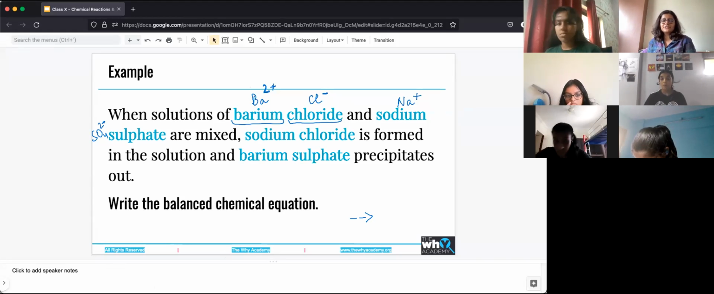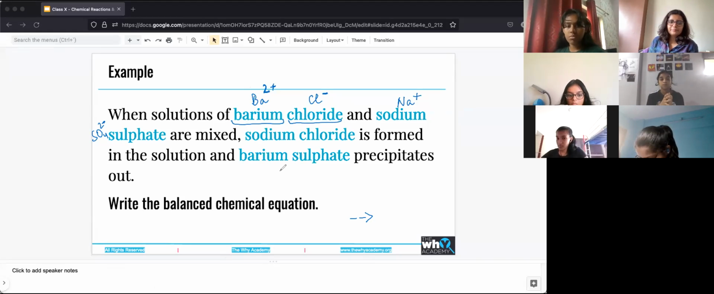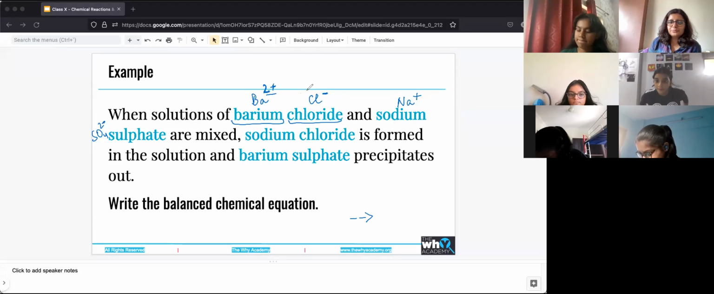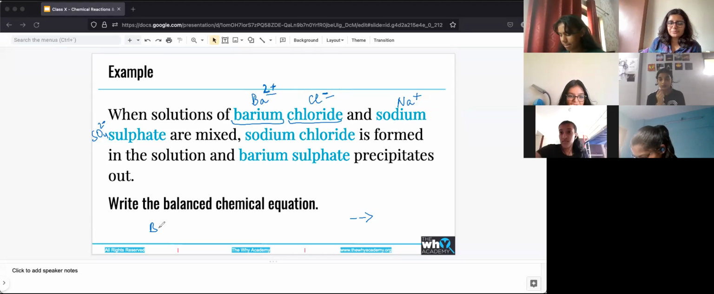Okay, I'll write the skeletal equation because most of you have gotten it. Barium chloride, if you don't remember, there's a reason I put it here, because you would have come across barium for the first time this year only. But how to make the formula, that you should know. Valency 2 plus, 1, crisscross method. So barium chloride is BaCl2.